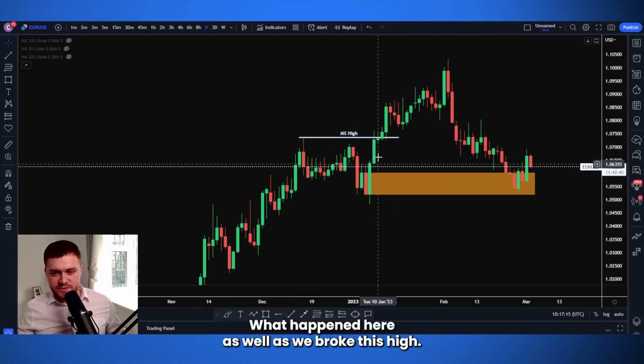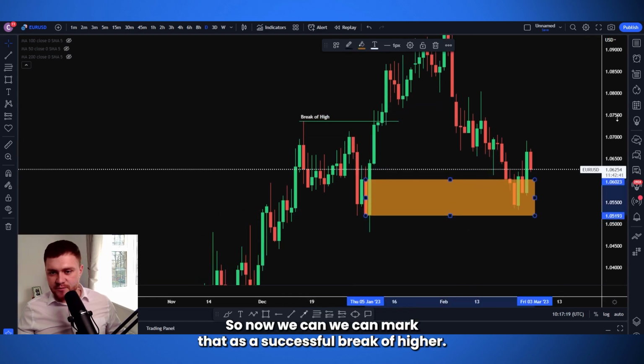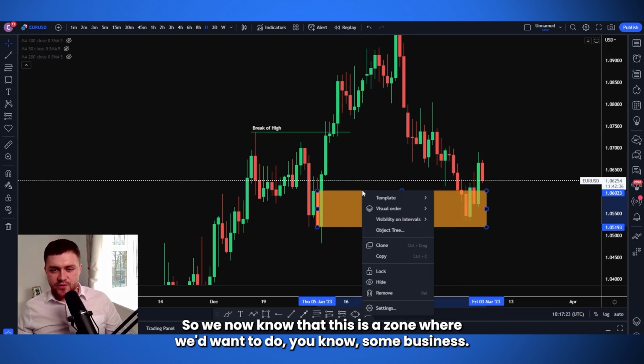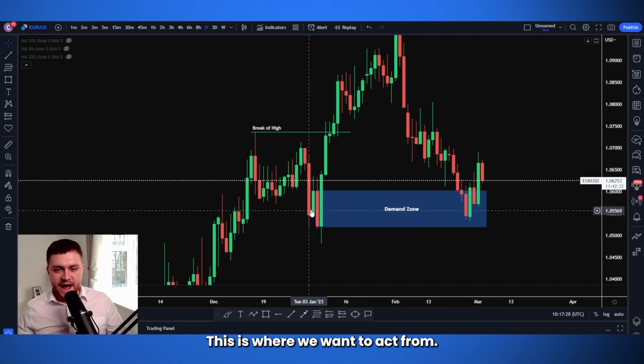What happened here as well is we broke this high. That's the key bit. We want to see a break of structure. So now we can mark that as a successful break of high. So we now know that this is a zone where we'd want to do some business, so to say. This is where we want to act from.